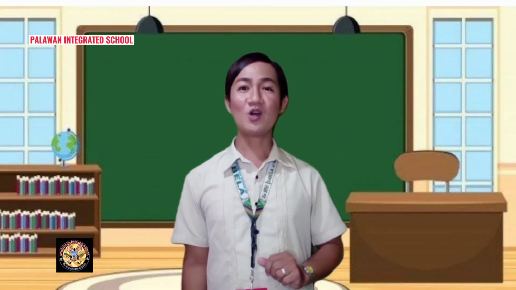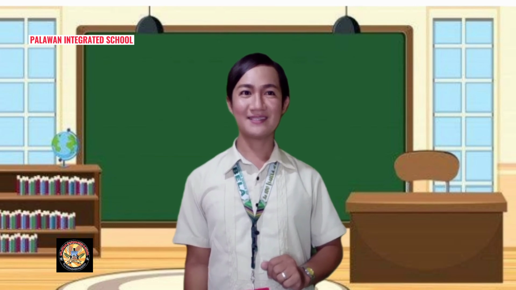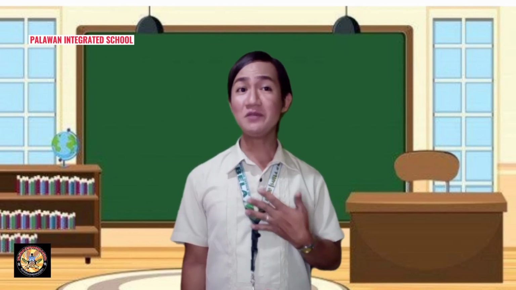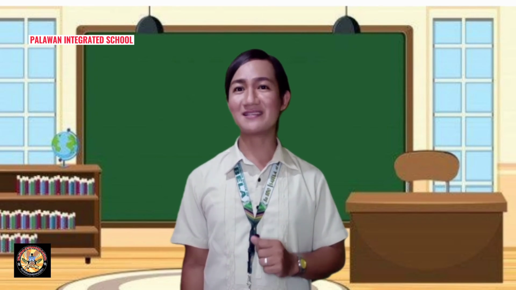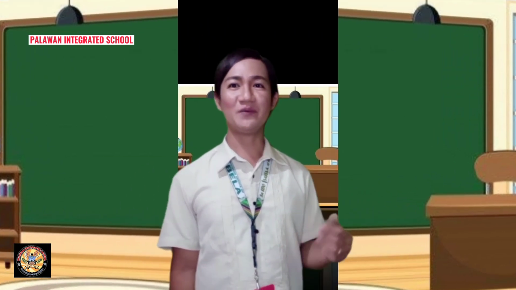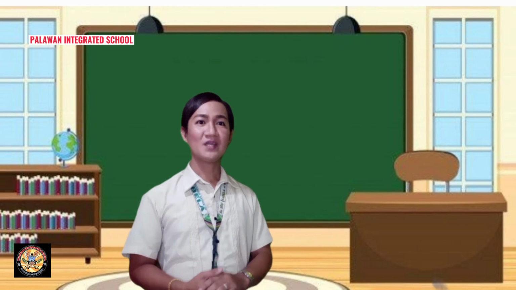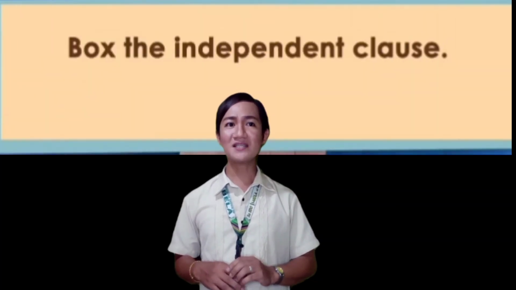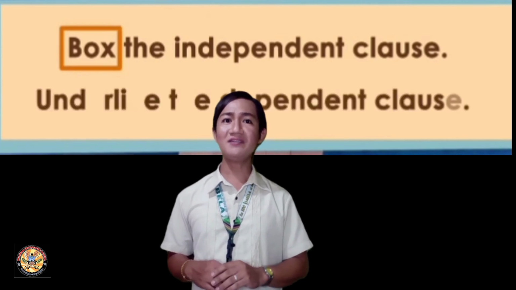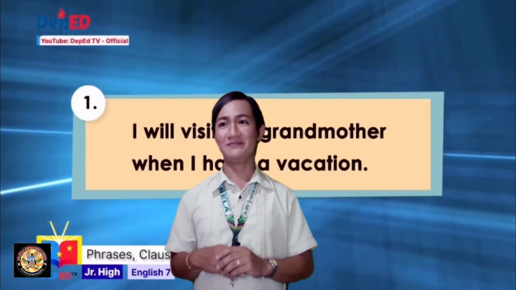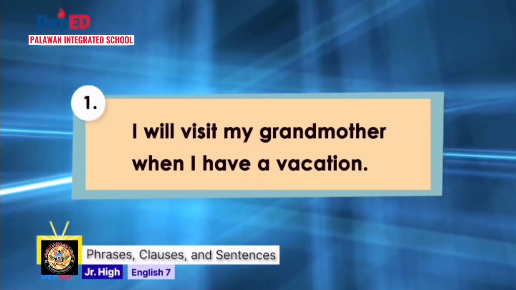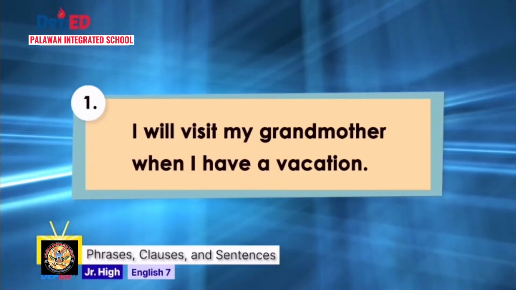Did you get the correct answer, class? If yes, then congratulations. I am sure you're ready to take on the next task. So, here we go. On your paper, copy the sentences. Then, box the independent clause and underline each dependent clause. Number 1. I will visit my grandmother when I have a vacation.